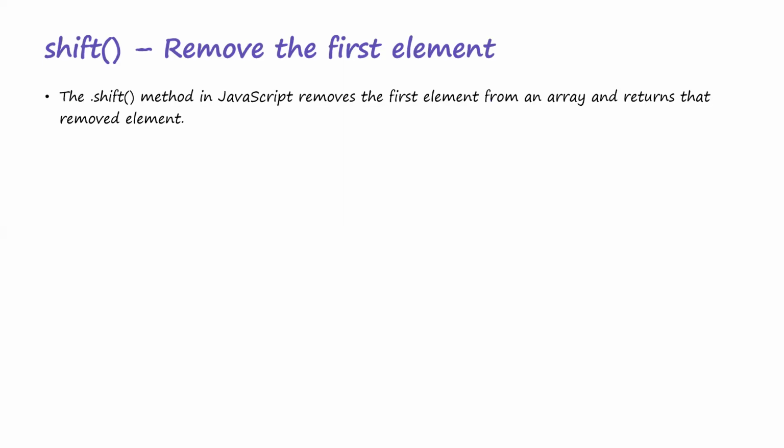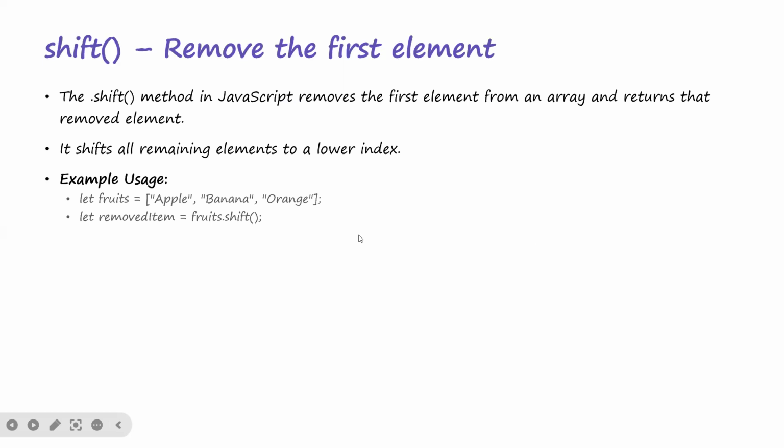There is nothing much, they are just the same thing. They return the removed element, okay? But it shifts all remaining elements to a lower index. So what it does is this, okay? Look at it. Apple, banana, orange. Apple index is 0, banana is 1, orange is 2.